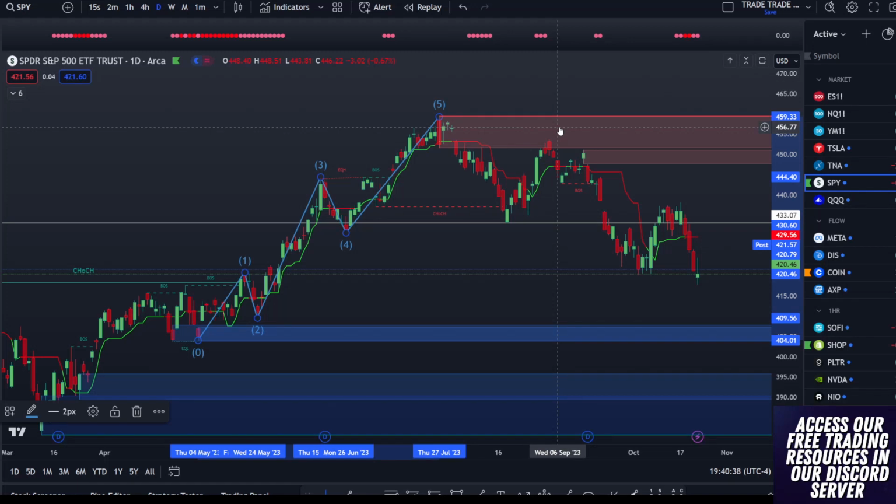Let's talk about the S&P 500, which did have a nice bounce today, sold off as we expected, wasn't able to get up over 420 or 430. But what we have here is a classic Elliott wave setup, and I posted about this yesterday on Twitter, and I wanted to do a quick little brief update on this.